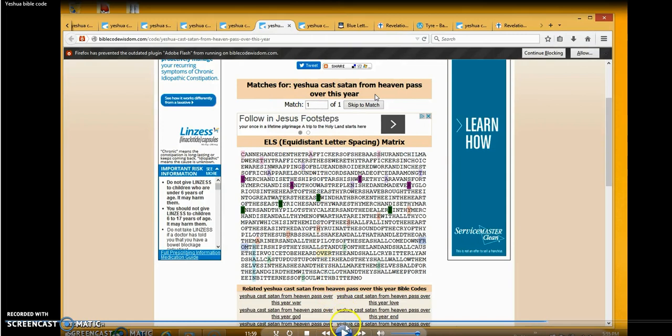Okay, I was just trying to get to the part where it shows the matrix in this video, and I noticed that I had also put in "Satan cast from heaven" in this table as well, and that came up. And like I said, this came up in Ezekiel 27, and it's actually in Ezekiel 28 that Satan was cast from heaven. And as I mentioned earlier, Ezekiel 27, 28, 29 match up with Revelation 17, 18, and 19.